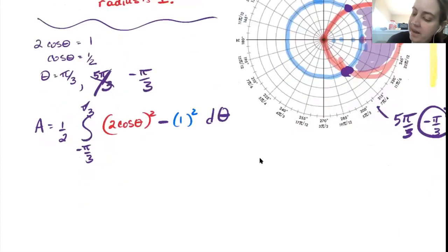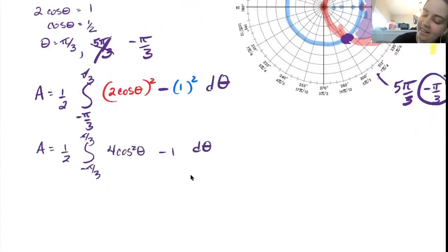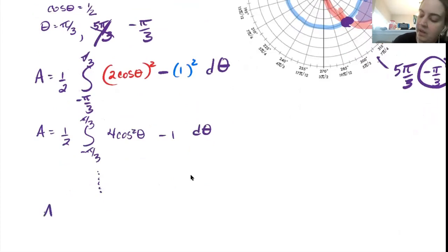If we go to clean this up a little bit, area is 1/2, negative pi over 3 to positive pi over 3, 4 cosine squared theta minus 1 d theta. You can actually go through and do this as 2 separate integrals. There's a couple things that you can do here. I have a whole page worth of work to get you there. What can I do? I guess I can upload that. You know what else I can do? I can share it with you so you can take a screenshot, but the answer is going to be pi over 3 plus root 3 over 2.